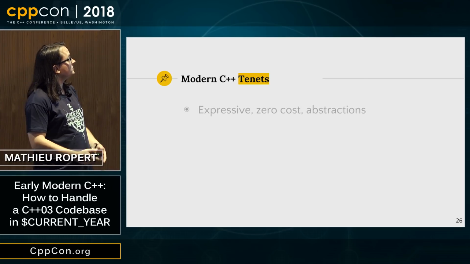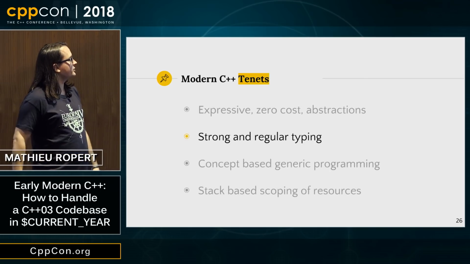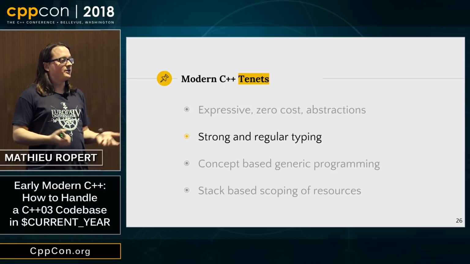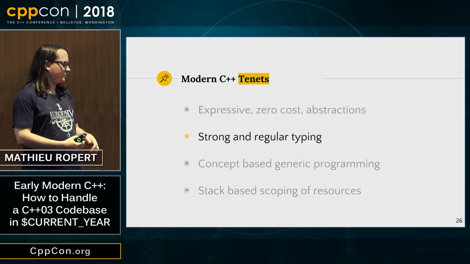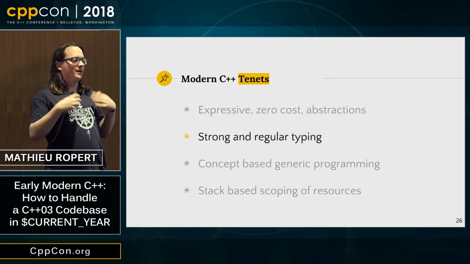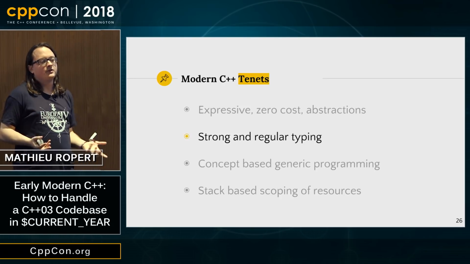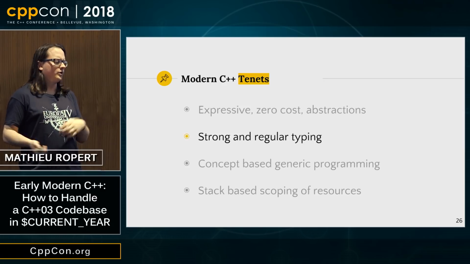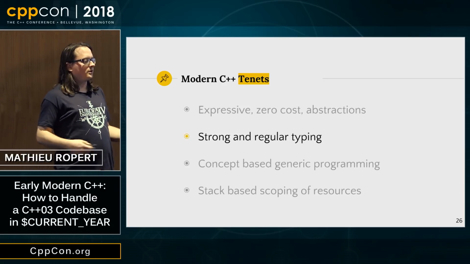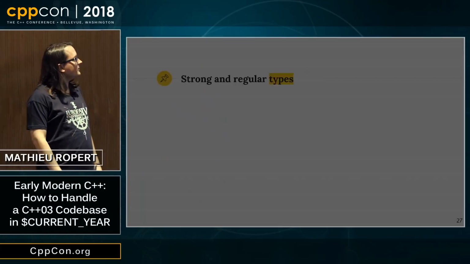Oh, I forgot to remove some transitions there. All right, the next one is strong and regular types. This is something that C++ gave in replacement of C, right? Object-oriented programming, or at least the idea that you can have more than structs. You can have iterators. You can have operators. You can have methods. You can basically add behavior to your types.